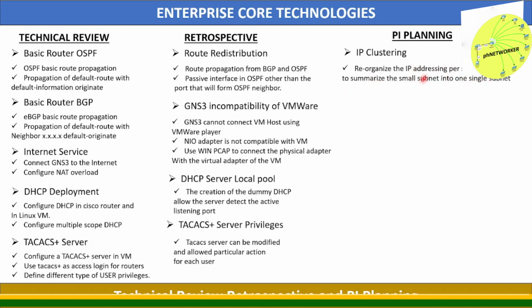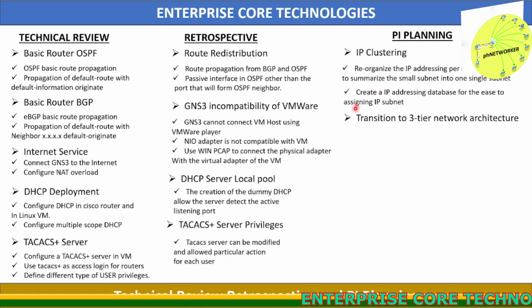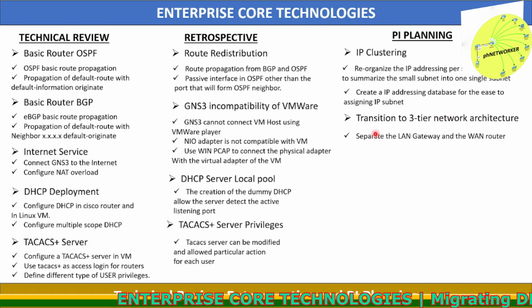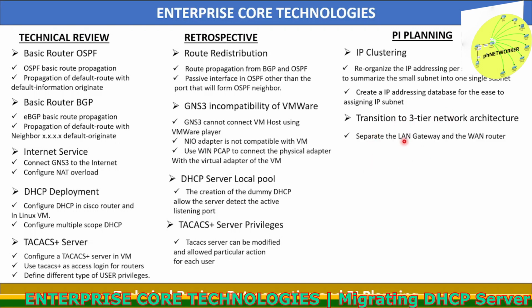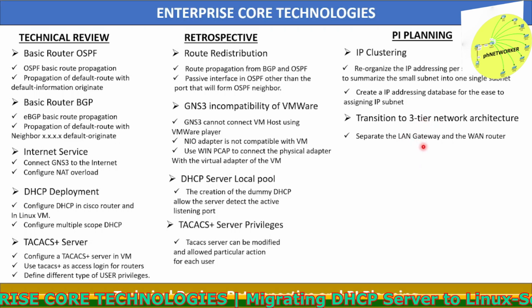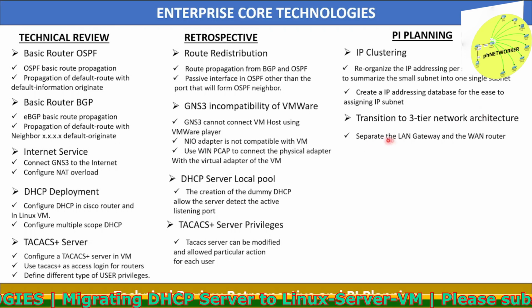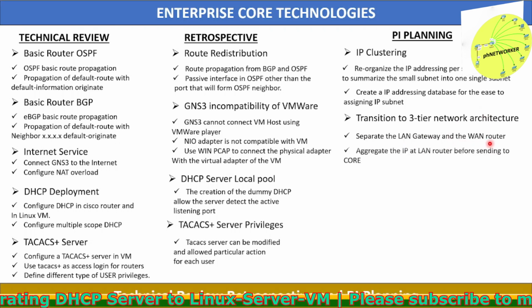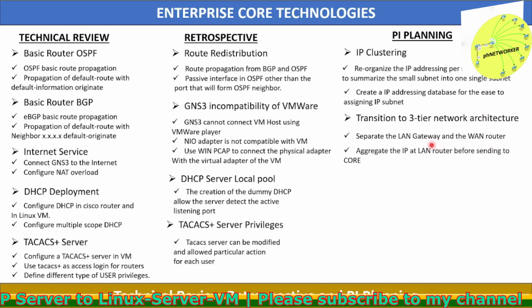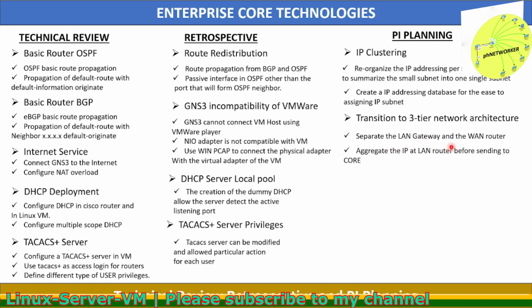Later on we will discuss further. And then create an IP addressing database for the ease of assigning IP subnets. We will just use an Excel file here, and then we will transition to a three-tier network architecture. On the next slide, I will show you the three-tier network architecture. In this new architecture, we will separate the LAN gateway and the WAN router, and then we will aggregate the IP at the LAN router before sending it to the core.